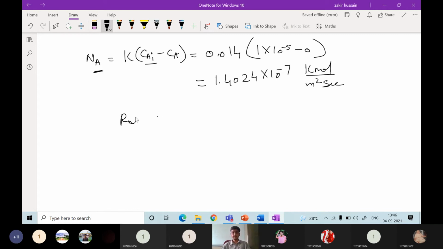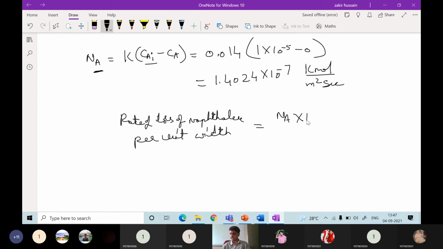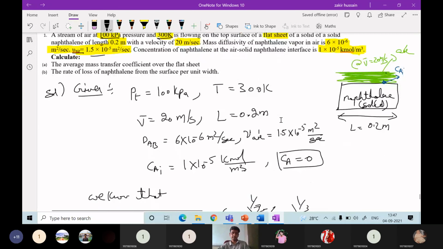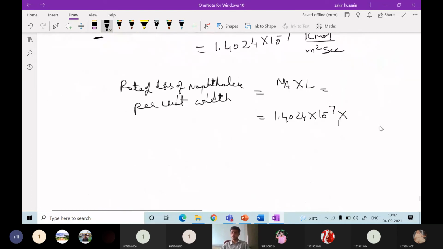So Na, the rate of loss of naphthalene per unit width or length, whatever it may be. Okay, width is equal to Na into length. So Na, we already know, is 1.4024 into 10 power minus 7, into length, we already know the length of the sheet, 0.2. This is around 0.2. So you will get kilomole per meter second.